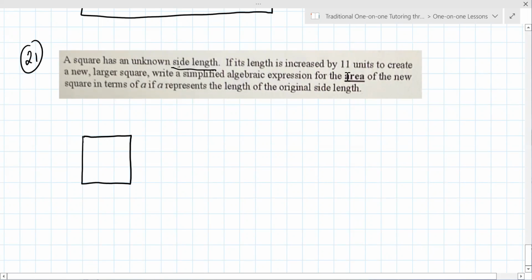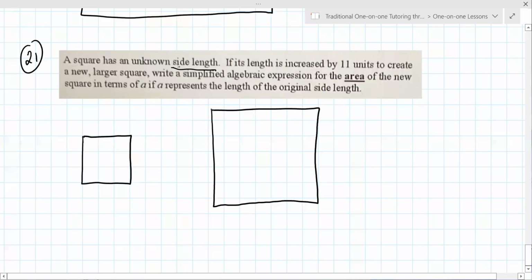All right. If its length is increased by 11 units to create a new, larger square, write a simplified algebraic expression for the area of the new square in terms of A, if A represents the length of the original side length.